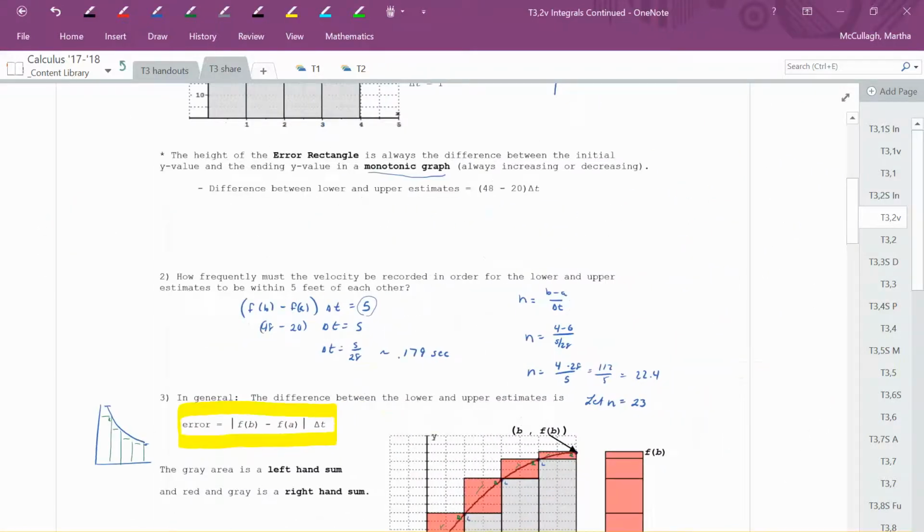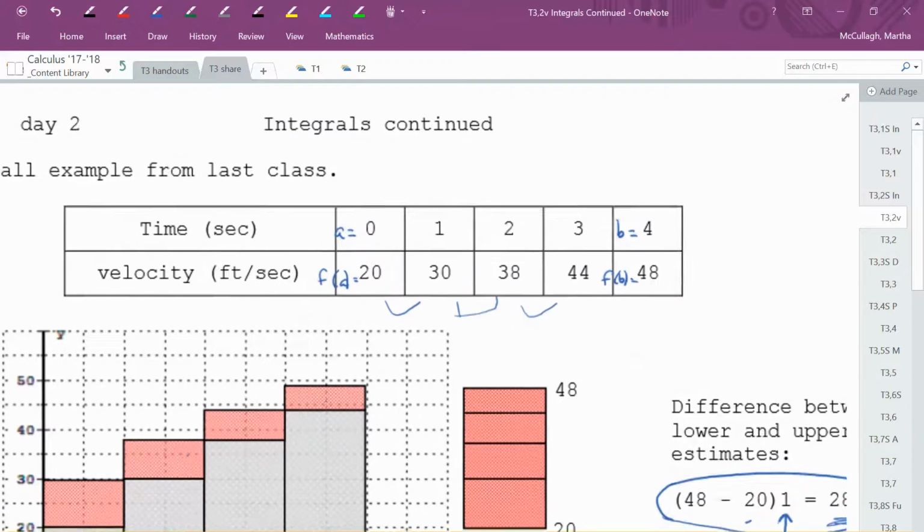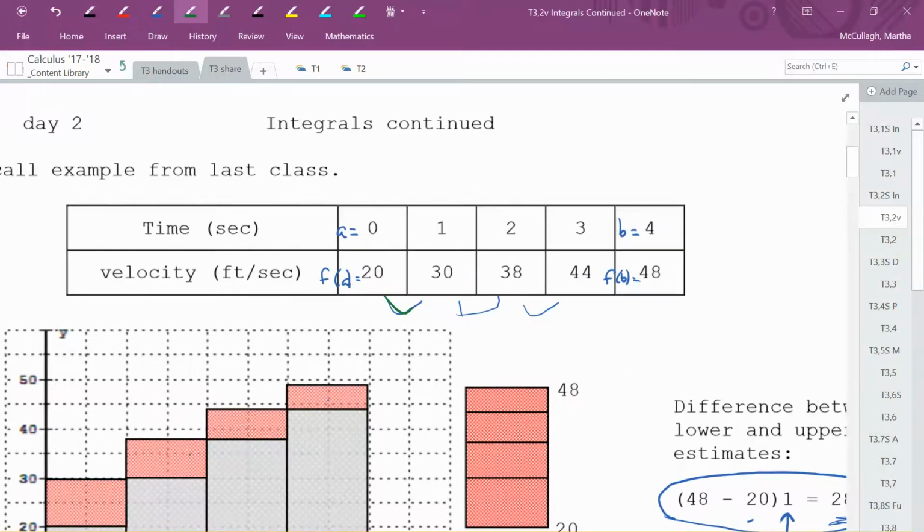For the left-hand, right-hand sum, we can also look at our table of values. In whatever interval we're looking at, if we take the value on the left and add them up, for my left-hand sum I would have 20 times 1 plus 30 times 1 plus 38 times 1 plus 44 times 1, using the left value in each interval. That's a left-hand sum.